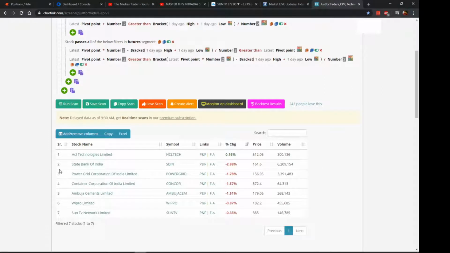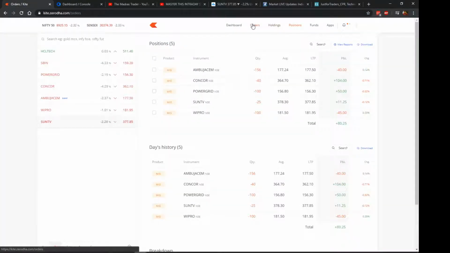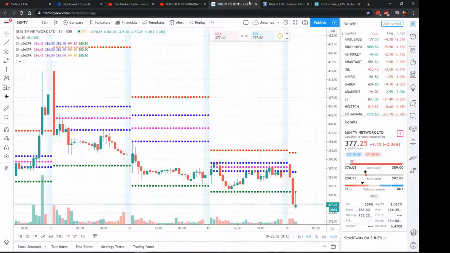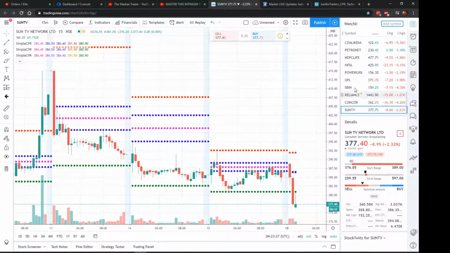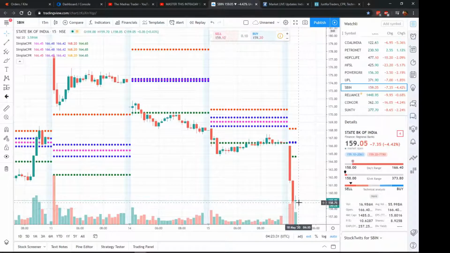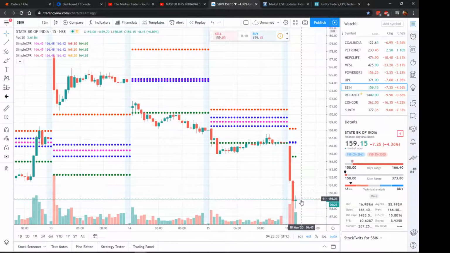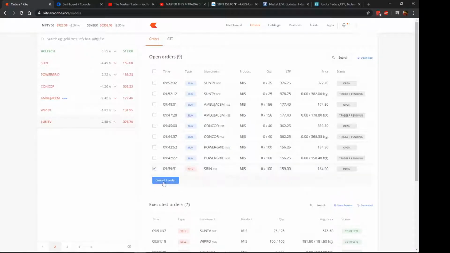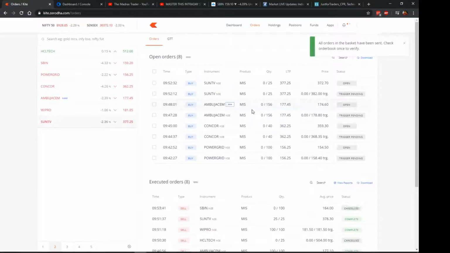As you see here, I have entered trades in Power Grid, Concor, Ambuja, Wipro, and Sun TV. I've done all of these things. The only one I have not entered is SBI. Let's take a look at SBI one last time. It has gone down a lot. I think it must have moved so far from the signal that I don't want to risk it, and I don't think you should risk it either. I'm going to cancel SBI.